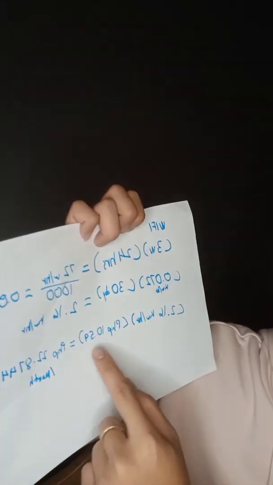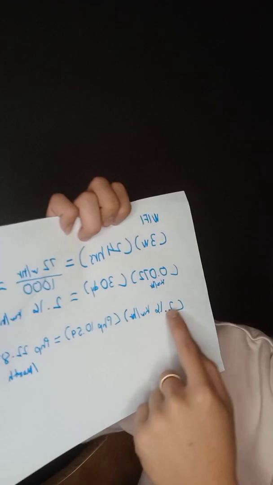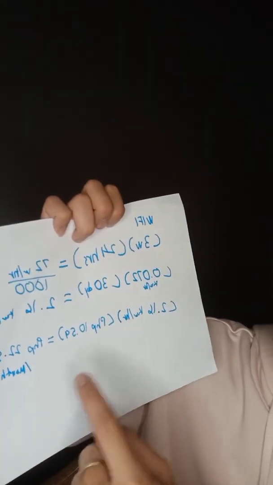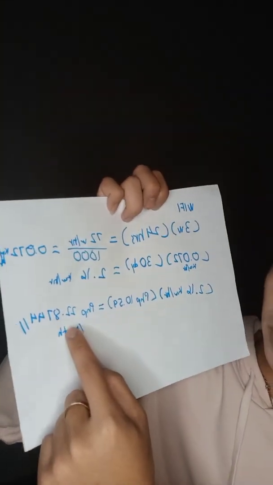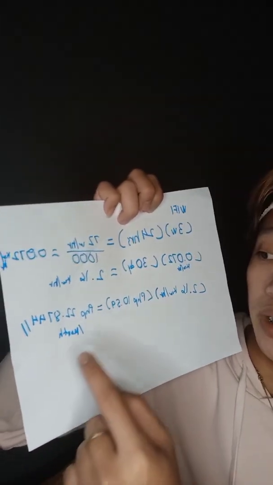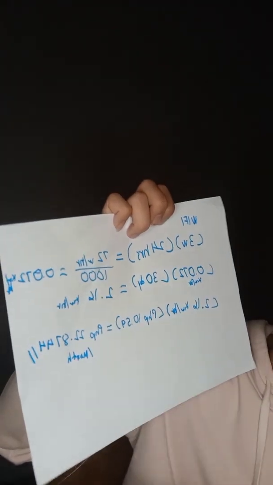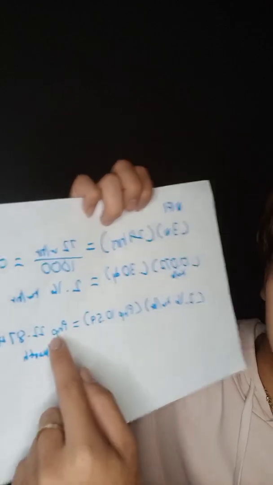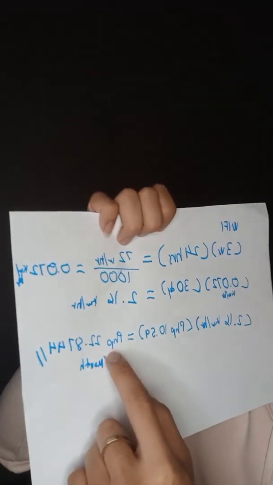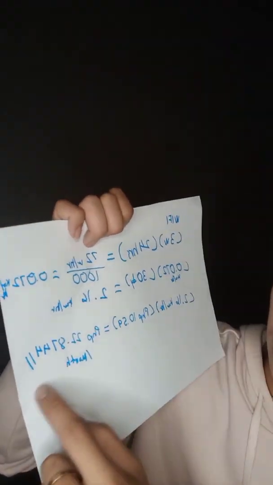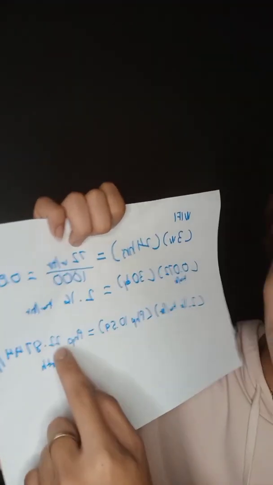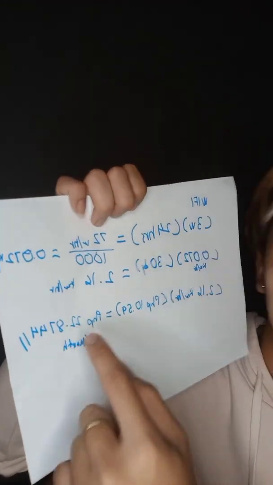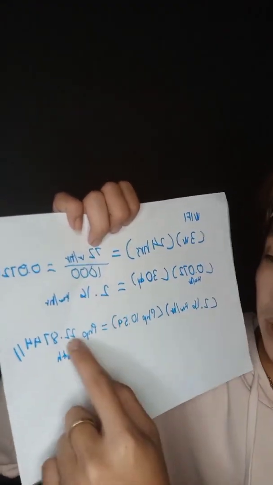So what you'll do is just multiply, guys. The 2.16 kilowatts per hour times 10.59 PHP is equal to 22.87. So this is the final answer per month.